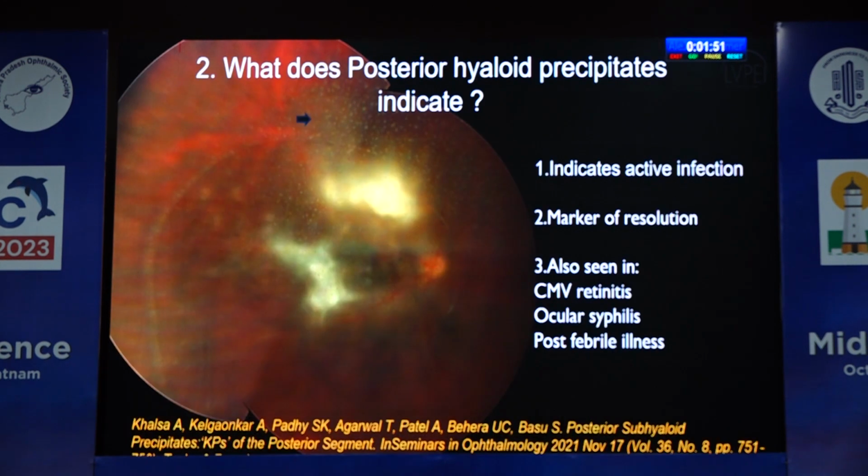So PVD, when it occurs in the rest of the areas, remains attached on the surface of the retina. Now, another important clue we get from posterior hyaloid precipitates is that they indicate an active infective focus. They can also be used as a marker of resolution of the infection, so they are the first ones to go off if the inflammation starts to heal. Now, they are not specific for toxoplasmosis. They can be seen in any active infections. They have been reported in CMV, syphilis, and also post-febrile illness.